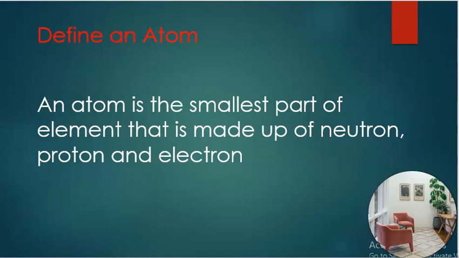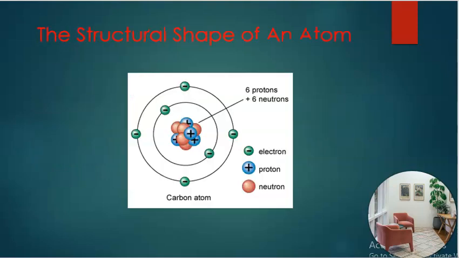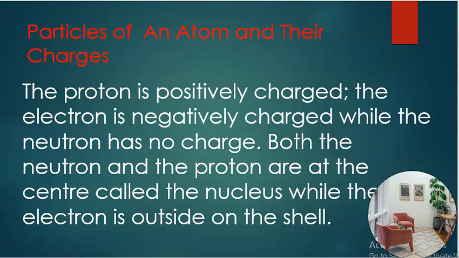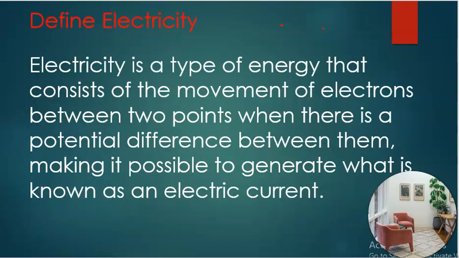We defined an atom, we drew the structure of an atom, and we listed the three particles of an atom and their charges. Proton has positive charge, electron has negative charge, and neutron is neutral, it has no charge. And we concluded that because proton and neutron are found in the nucleus, and proton is positive while neutron has no charge, the nucleus is positively charged. We defined electricity. Simply put, electricity is the movement of electrons, the flow of electrons between 2 points when there is potential difference between them.